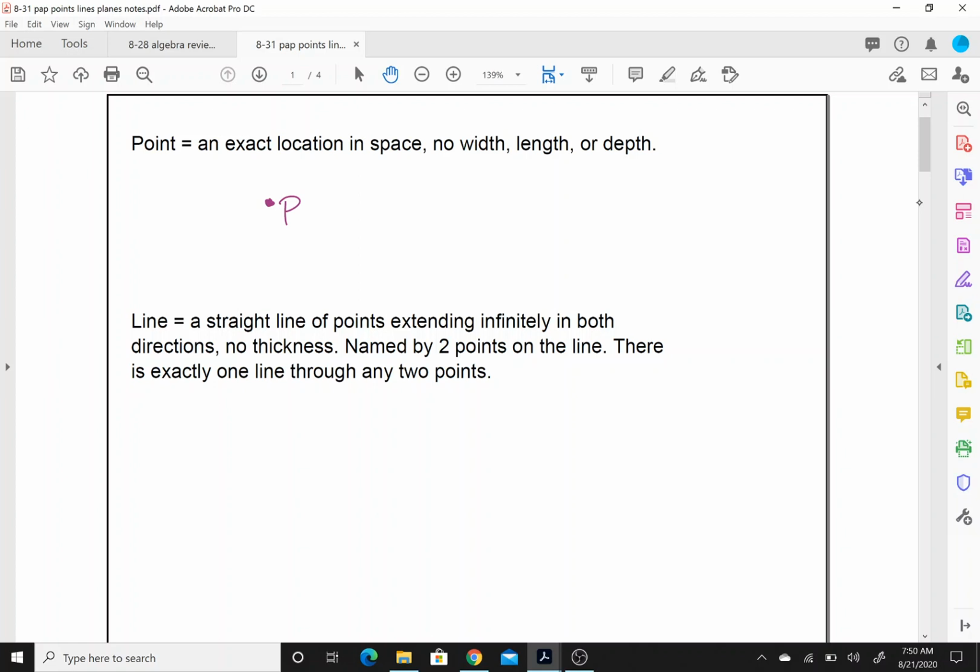Sometimes you'll hear it referred to as point P, or sometimes they will just say P. And you're to understand that when they're only saying one letter, then they're referring to a point. So these are the names. You name a point by saying point P, or you just use the capital letter.